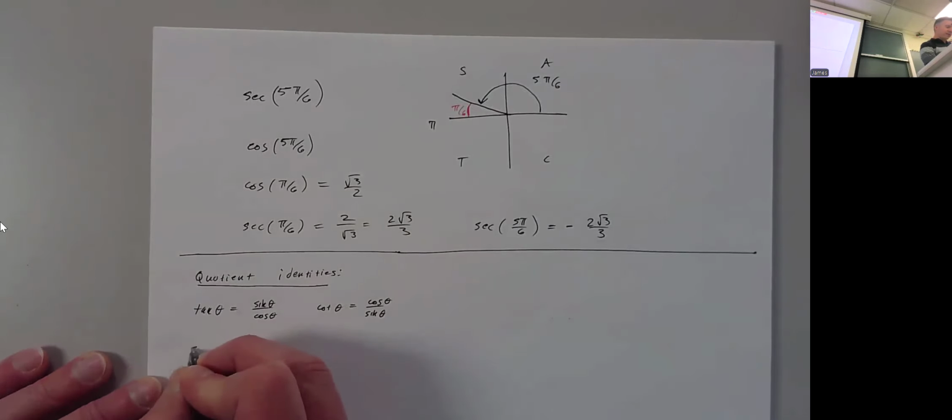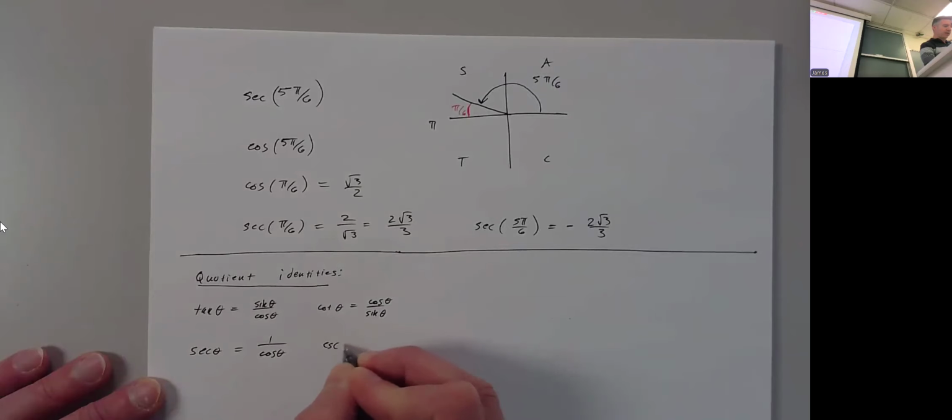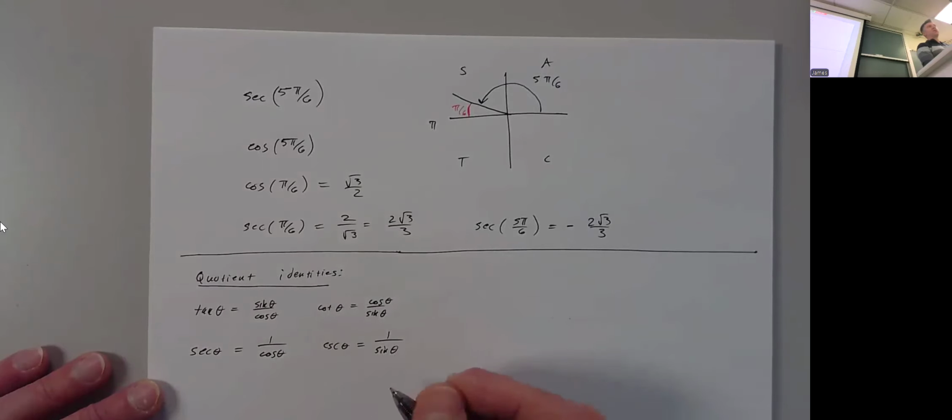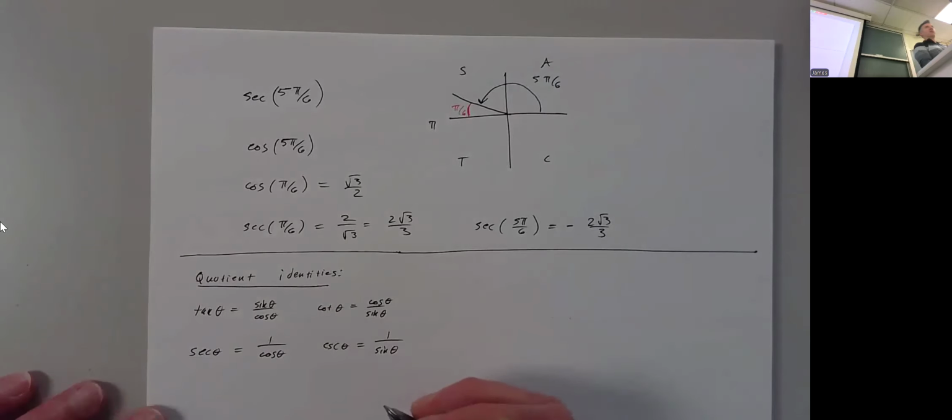We also have that secant of theta is equal to 1 over cosine of theta. And we have that cosecant of theta is equal to the reciprocal of sine of theta. Those are not the only ones. You could also say that sine of theta is 1 over cosecant of theta, and cosine of theta is 1 over secant of theta, but you don't really need to write those down as well.